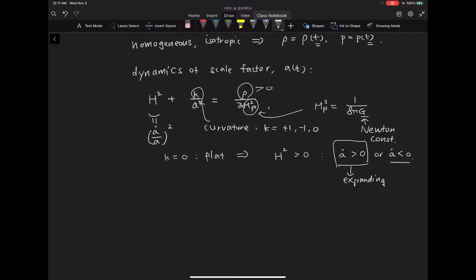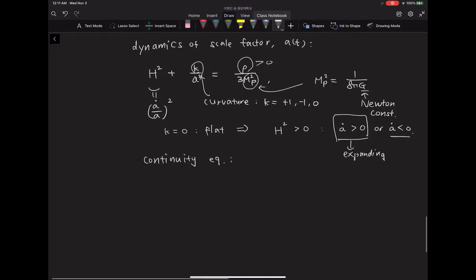And there is another equation that governs the energy density, which is the continuity equation. That is given by this one.